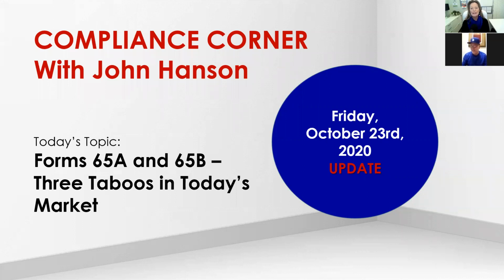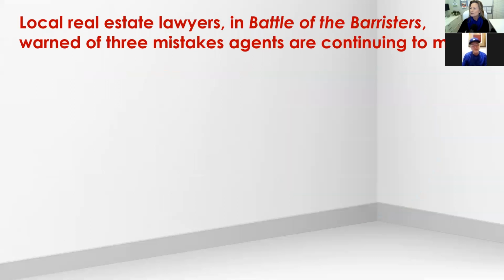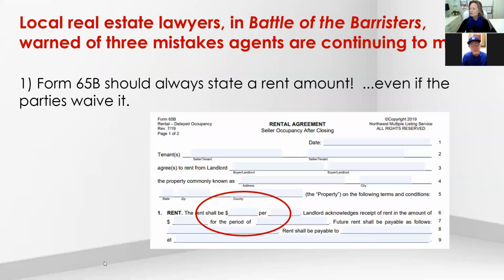Okay, so let's get right into it. We have a great topic for today. It's the Form 65A and 65B, 3 taboos in today's market. So if we look over here, we start with the local real estate lawyers at Battle of the Barristers. I have a feeling you just went to Battle of the Barristers, and they warned of 3 mistakes agents are continuing to make. So here's the first one: Form 65B should always state a rent amount even if the parties waive. Talk to us about it, John.